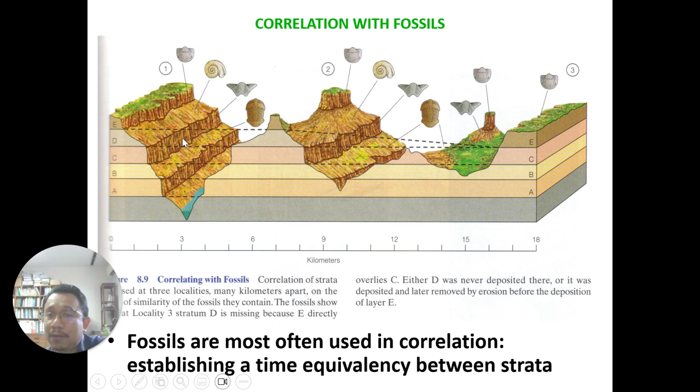So we make the interpretation that these are equivalent in age. They were deposited during the same age. And this exercise that we're doing here, where we're trying to see how far it goes and connect these different layers even though they have been separated, is called correlation. We establish a time equivalency between the layers, between the strata, right? In this case, you have more fossils, so you get more accurate correlation, right? So here, trilobites at the bottom followed by this type. It's got the same kind of pattern, so you know where to connect your lines.